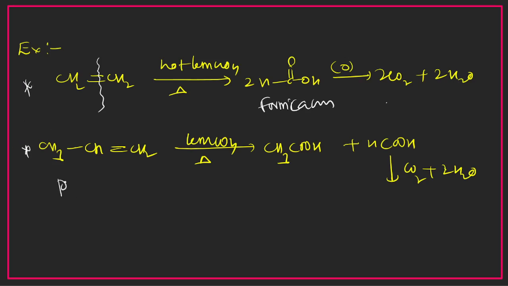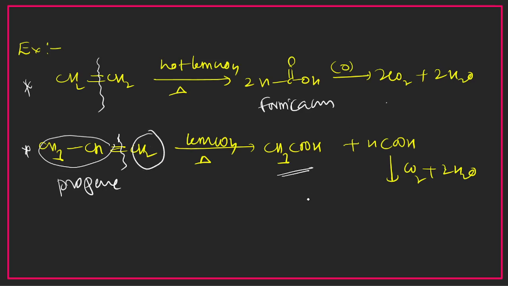Have a look at the next example, propene. Propene with hot KMnO4 solution: the breaking of the double bond gives acetic acid, CH3COOH. This part is oxidized to carboxylic acid. This part is oxidized to formic acid.